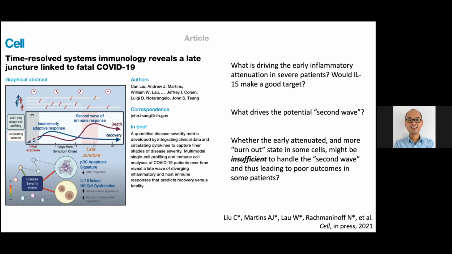So a key question is what drives this potential second wave that I have shown you. A number of factors can be involved, and they could be quite different from patient to patient. For example, there could be increased tissue damage, with more danger signals that drive that inflammation. There could also be, in some small number of patients, secondary infections, even bacterial infections. Finally, another question is whether this attenuated, potentially more burnout state earlier in the time course might actually be a problem. They are insufficient to handle some of the perturbations that these patients experience in the second wave, and therefore they had these poor outcomes.